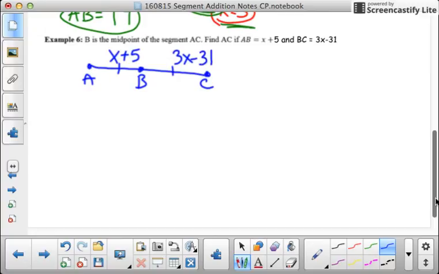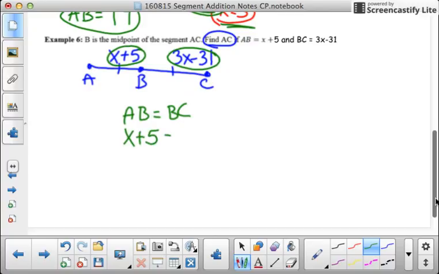So I'm looking, notice it wants me to find how long the whole line segment is eventually, but I don't need that yet. I can solve for X first. I can say, well, because this is a midpoint, this X plus 5 equals this. AB will equal this B to C. So what I'm going to do is this becomes X plus 5 is equal to 3X minus 31. And I do my algebra. I'm going to maybe subtract my X this time. And I can go across and say, well, then this gives me 5.